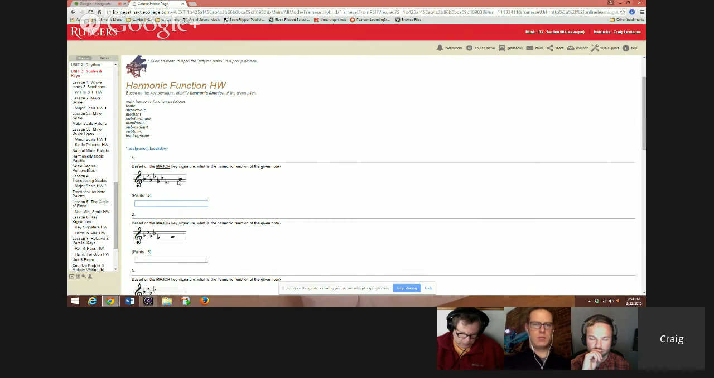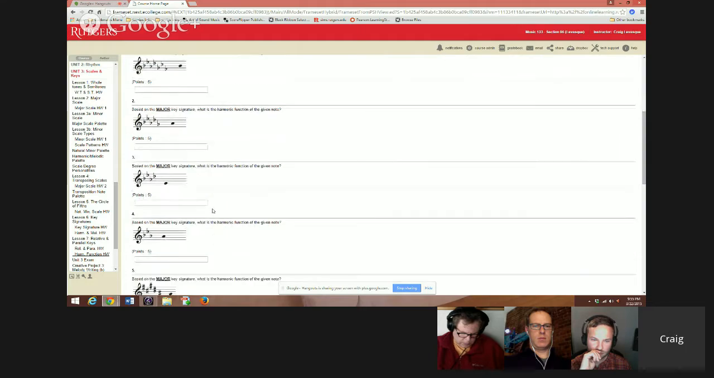Step 2 is to figure out what step of the scale B flat is. If I start counting with C flat as 1, I get 1, 2, 3, 4, 5, 6, 7 being the 7th step. So my answer in this case would be leading tone, because the leading tone is the 7th step in a major key. Let me skip down a little bit. The rest of these are major also.